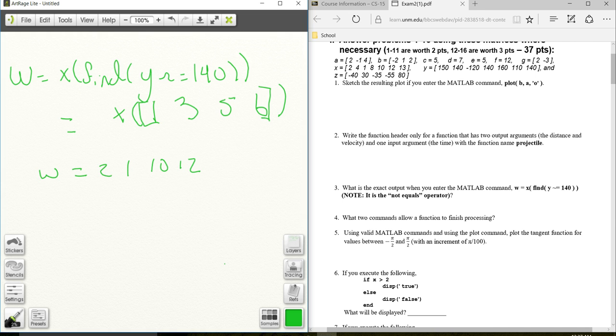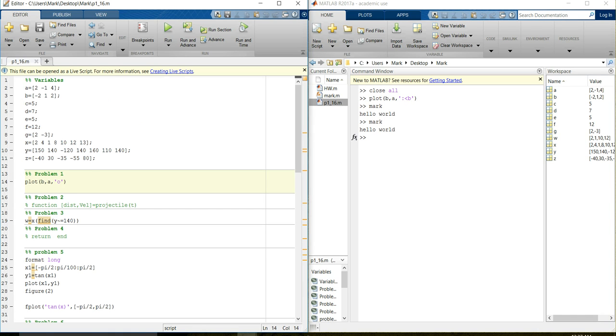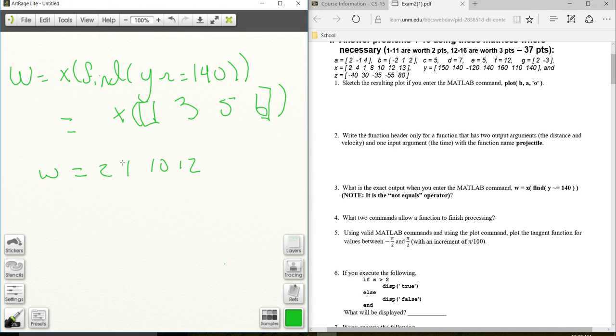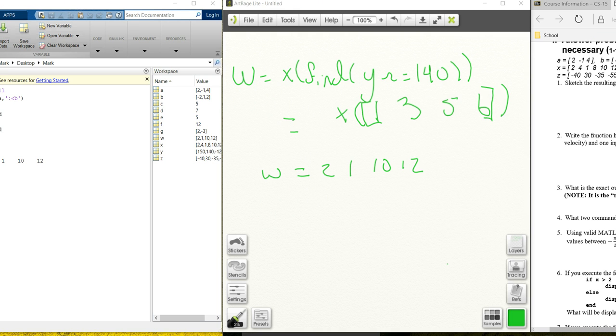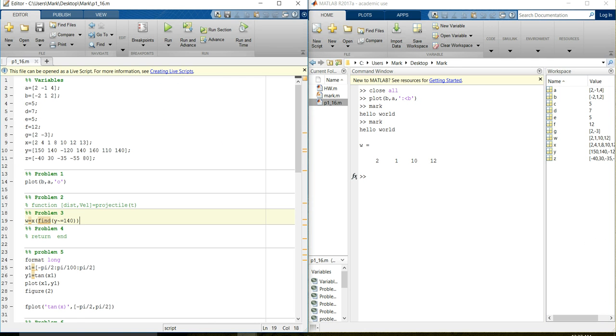So if we come over here to problem 3, we run it, we see that we get 2, 1, 10, and 12, which is 2, 1, 10, and 12. You got to make sure it says w equals as well. W equals.